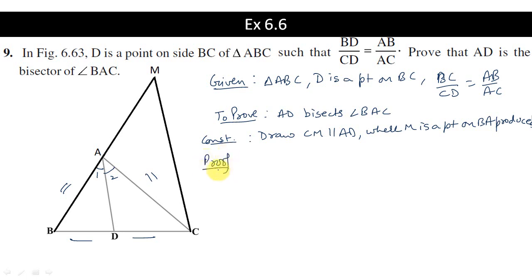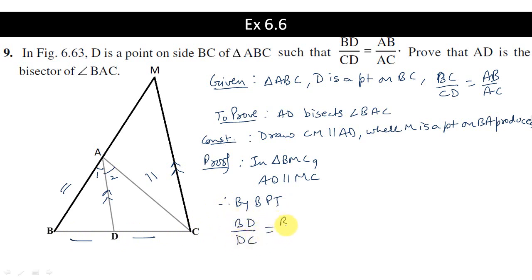Proof. So now we know that in triangle BMC, AD is parallel to MC. So if AD is parallel to MC, therefore by the basic proportionality theorem, what you will get is BD upon DC is equal to BA upon AM. This is equation number 1 by the basic proportionality theorem.